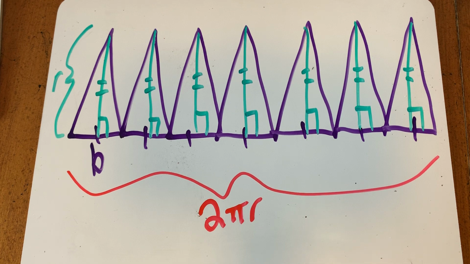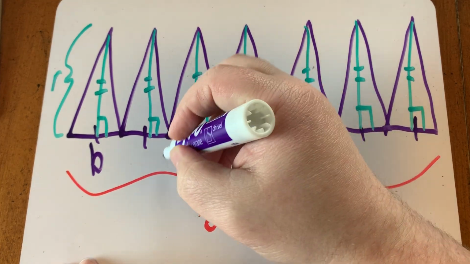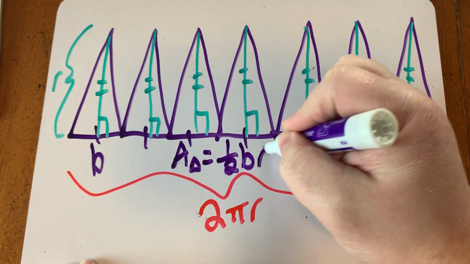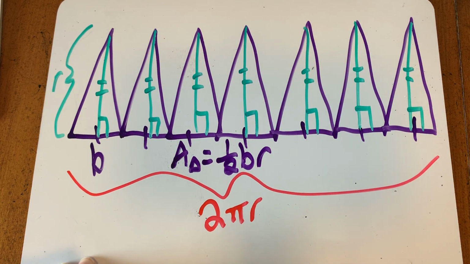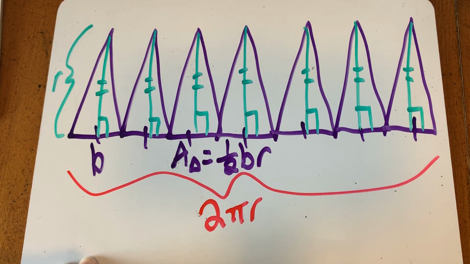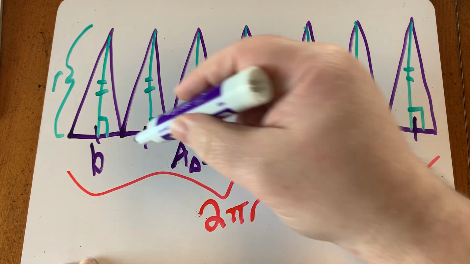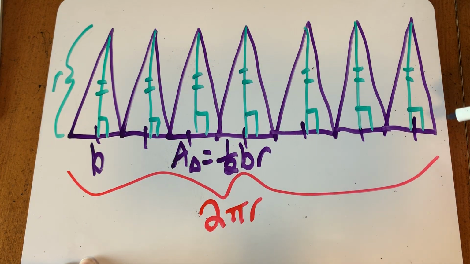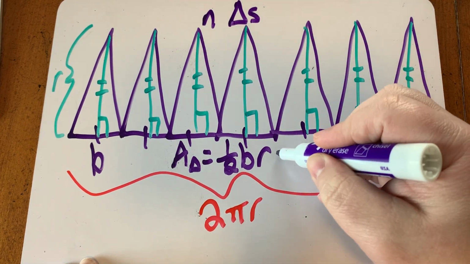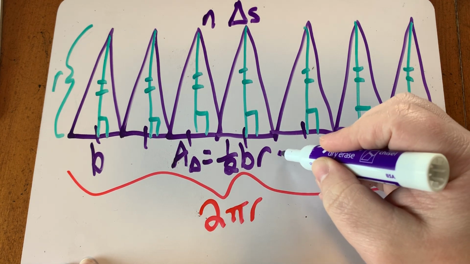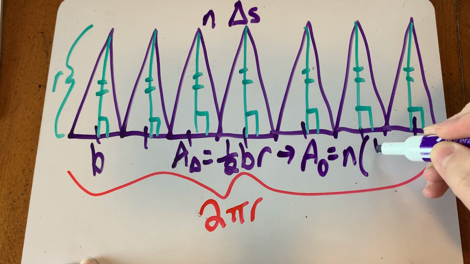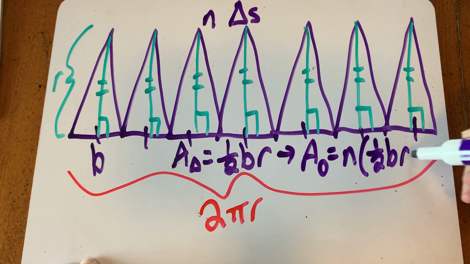Well, the area of one triangle would be 1/2 times b times r. But let's think about how many triangles there are. There are, let's say, n triangles. So wouldn't the area of the circle be n times 1/2 br?